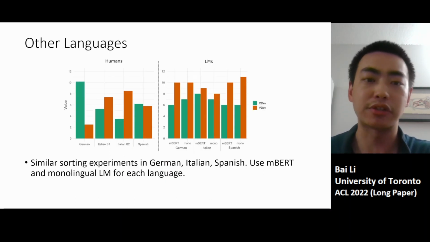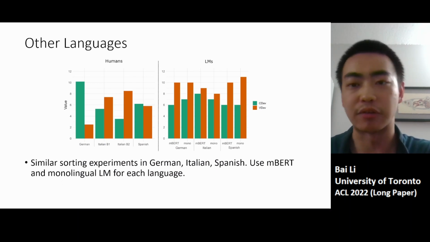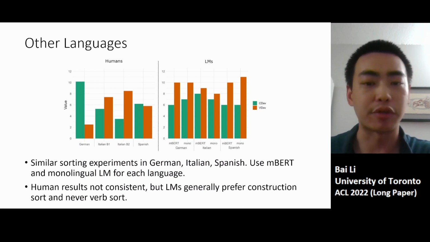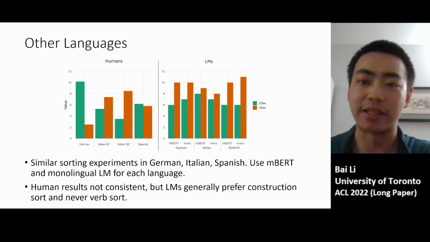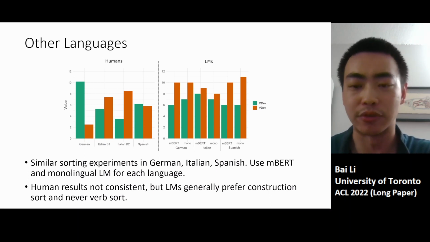We also conducted the experiment in several other languages. Some other researchers have done similar sentence sorting experiments in German, Italian, and Spanish. We used the multilingual BERT as well as several monolingual language models for each language. The human results are not very consistent, but we find that in the language models, they always prefer construction over verb for sorting.